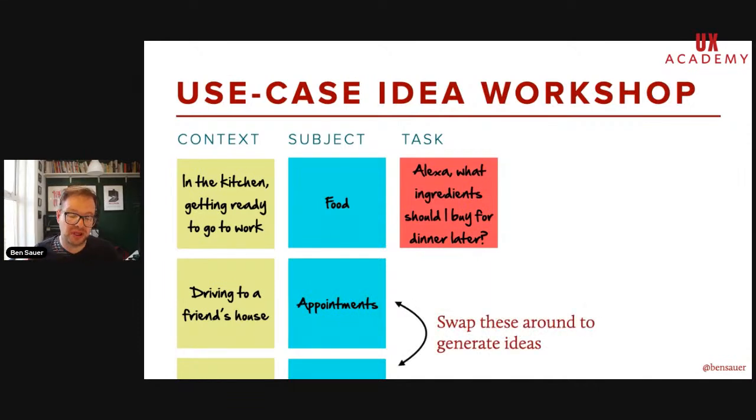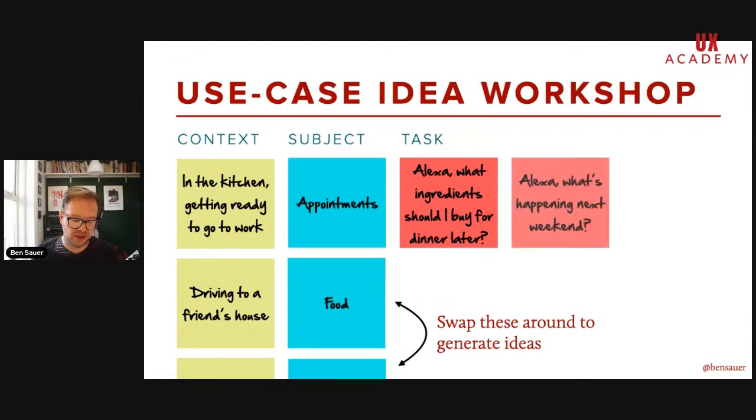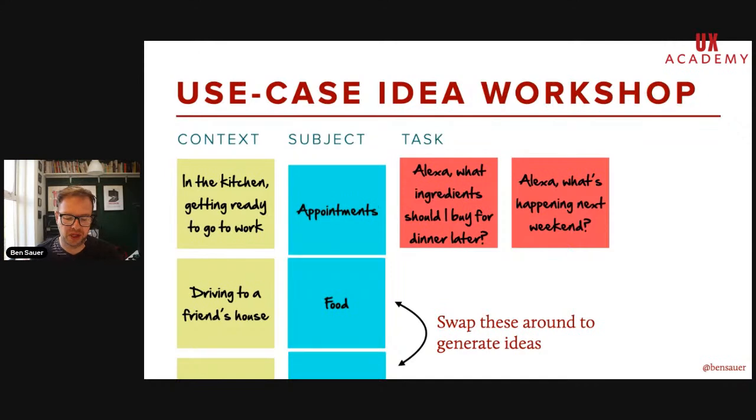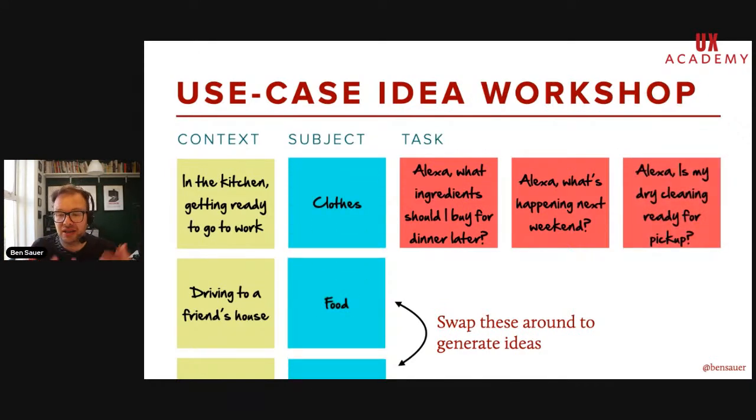And then we can start to swap these around and generate many more ideas, right? So if I'm in the kitchen getting ready to go to work, but I'm thinking about what my calendar is like or my appointments, I can start to think, Alexa, what's happening next weekend? So the reason we do this is that one of the best things you can do as a voice designer is really, really think hard and dig deep into all the different questions that a voice interface could answer. Because it turns out that the obvious ones are not always the best ones for voice. Actually, if you start to dig deeper, you can find really interesting things that you could help a user with. And so generating as many ideas as we can is really, really important. Don't get stuck on your first idea.